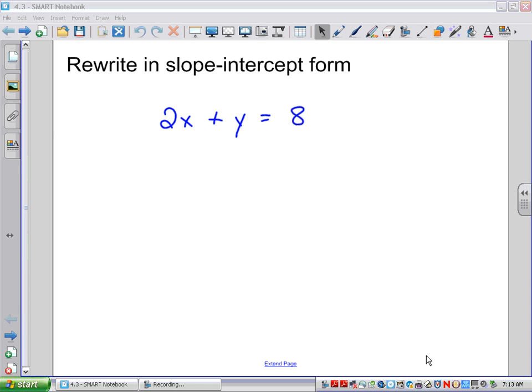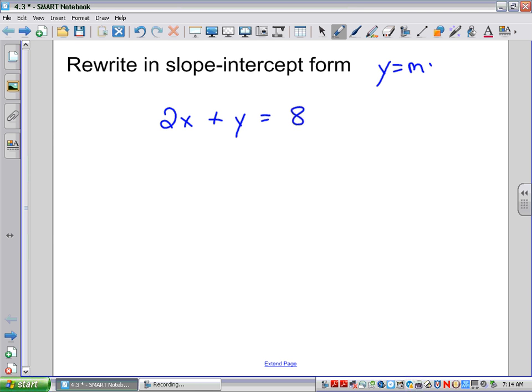This is worksheet 4.3. Directions here say rewrite in slope-intercept form. Now, remember on this test, you will have a reference sheet, which is just like a cheat sheet. On that reference sheet will be many things, and one of them will be the slope-intercept form. It'll say slope-intercept form, and it'll give this to you. Y equals mx plus b. Remember where m is the slope and b is the y-intercept. You need to know that. Y equals mx plus b.